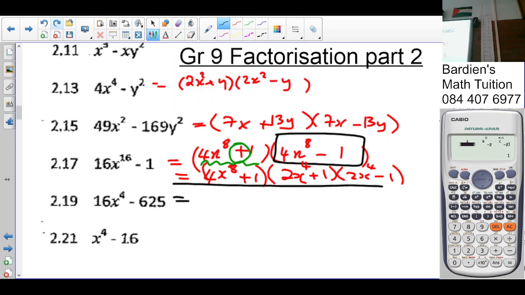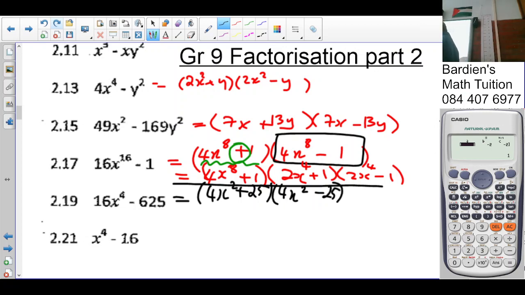Right, people, 2.19. What's the square root of 16x^4? 4x squared. 1 plus, 1 minus. What's the square root of 625? 25.